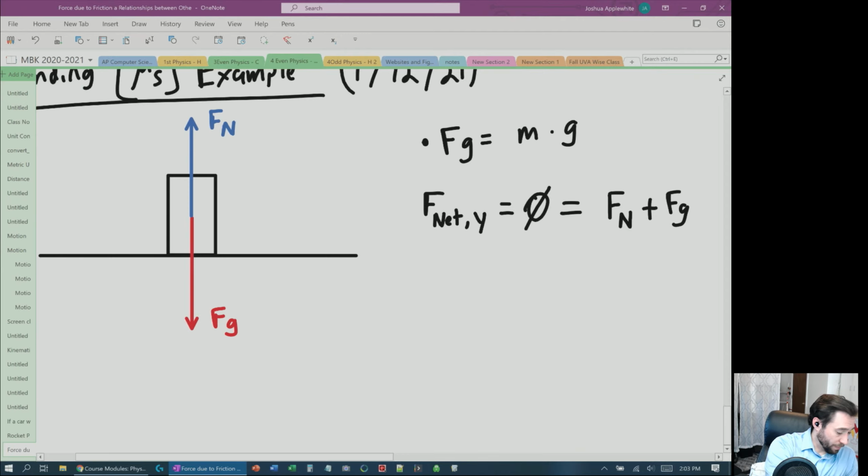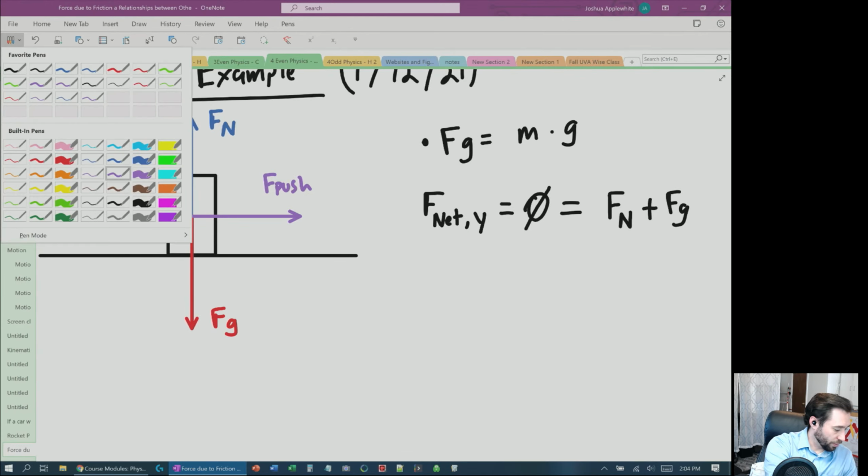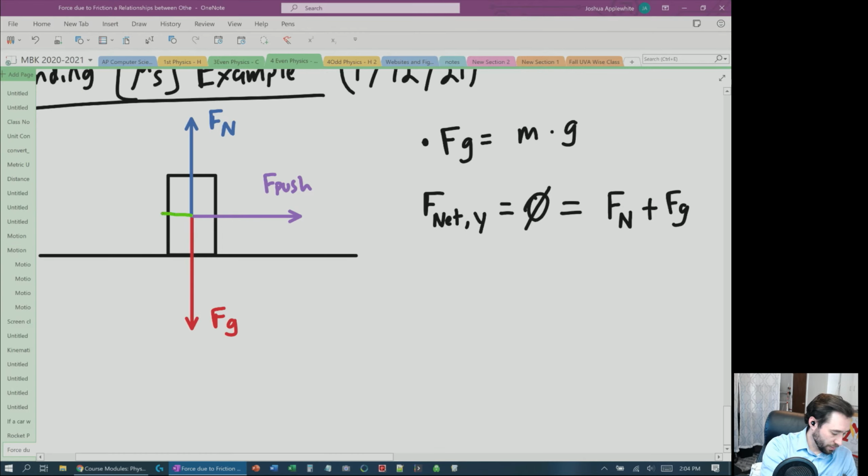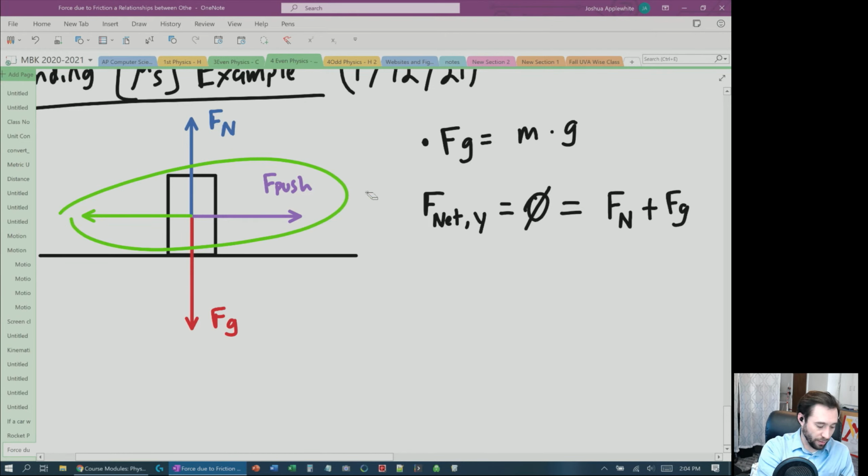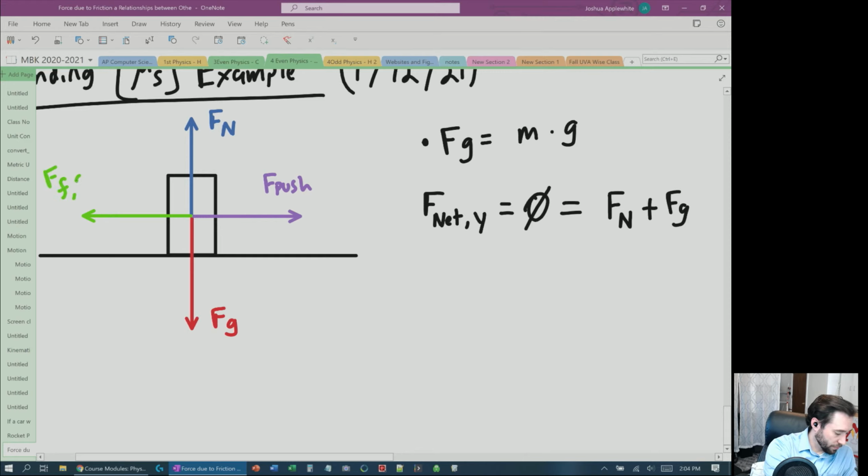So what we're going to do is represent the pushing force going to the right. So this is force push. And then the frictional force, we will draw in the opposite direction. Technically all these arrows in the x-axis and the y-axis should be equal in magnitude, but we're just going to assume they are. So the force due to static friction is going to be pointing to the left.